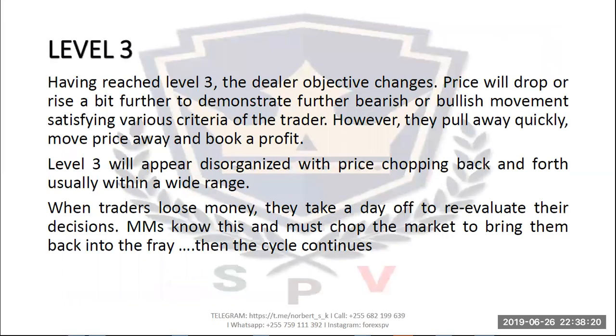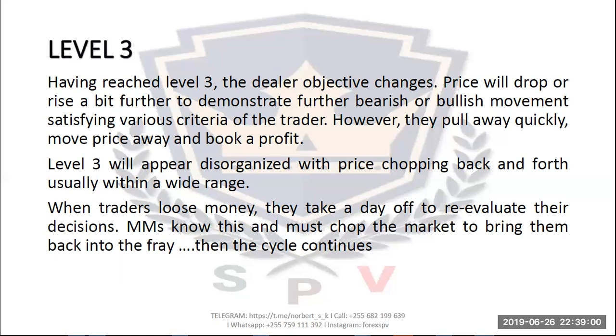So having reached level 3, the dealer's objective changes. Price would drop or rise a bit further to demonstrate further bearish or bullish movement, satisfying various criteria of the trader. So the retail traders would have their criteria for taking a short trade or a long trade around level 3. However, they will pull back away quickly, move price away, and book a profit.